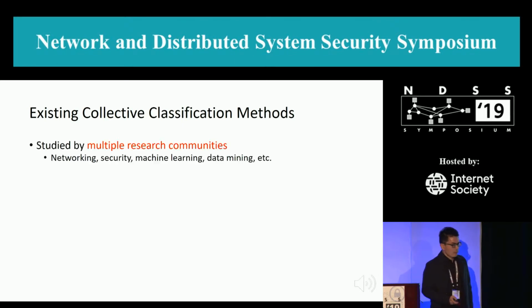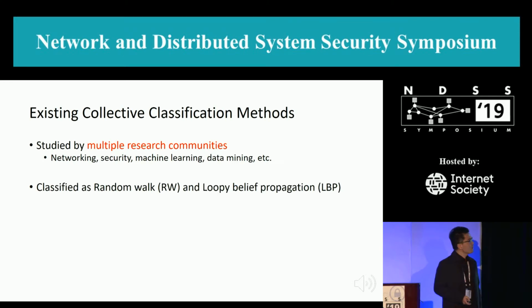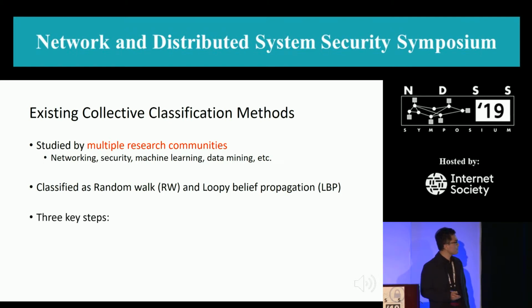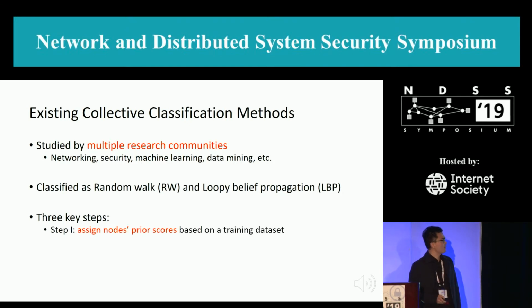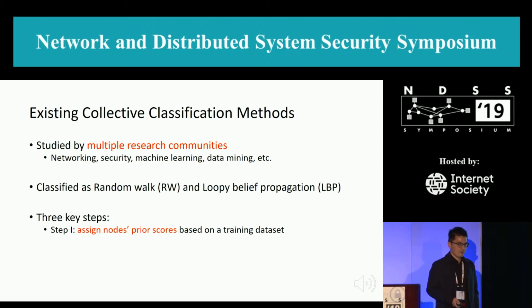Collective classification methods, as I said, have been studied by multiple research communities, such as networking, security, machine learning, and data mining. Roughly speaking, they can be classified as random walk-based and loopy belief propagation-based methods. These methods have three key steps. Step one is to assign the nodes prior scores based on the training data set.